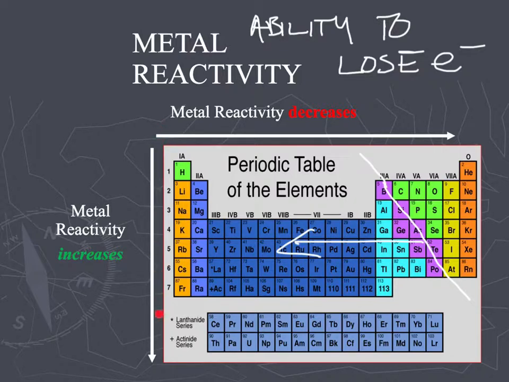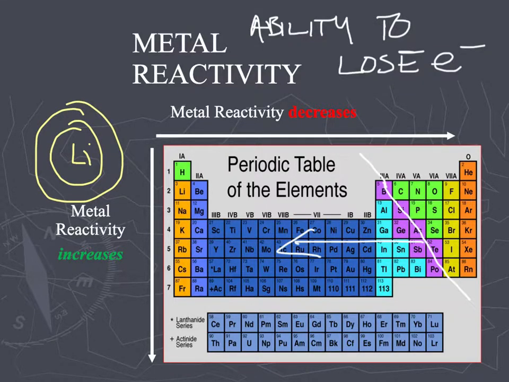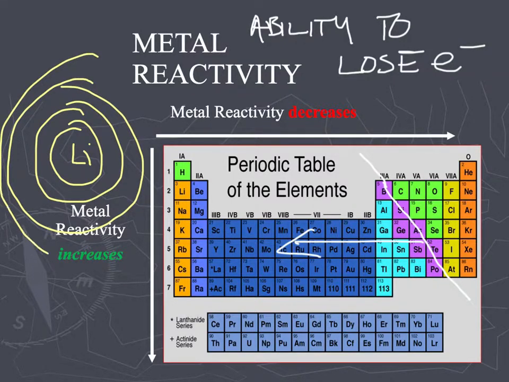Now, as you go down a group or down a family, remember we talked about the electron shells of the atom. Let's look at lithium again. Lithium had 2 shells, and as we go down, we're going to 3, 4, 5. We keep making more and more shells as we get bigger until we get down to cesium and francium.